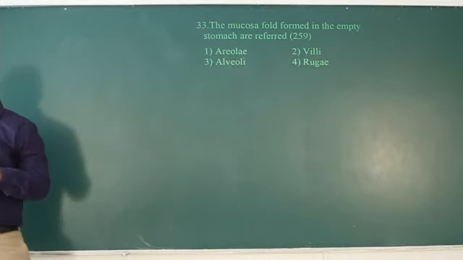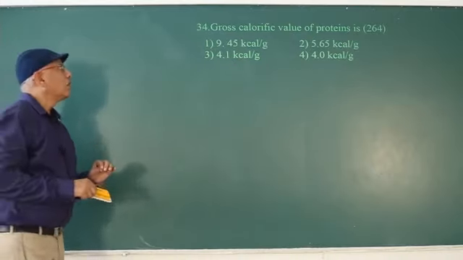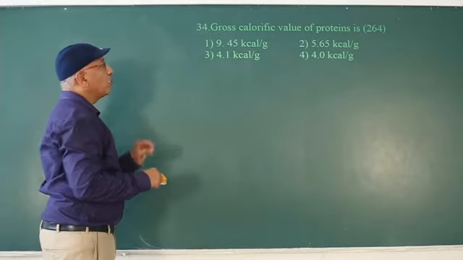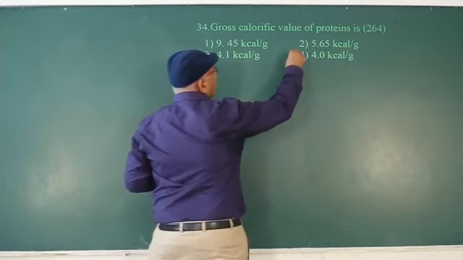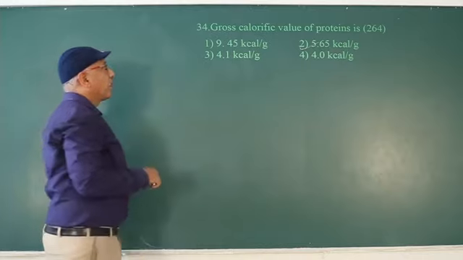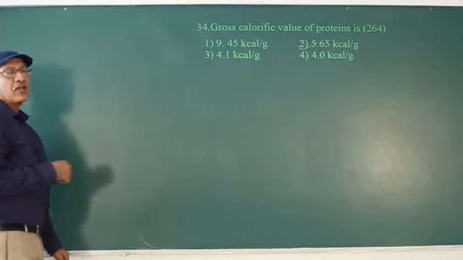So next question. Gross caloric value of protein is 5.65. What is gross calorific value?